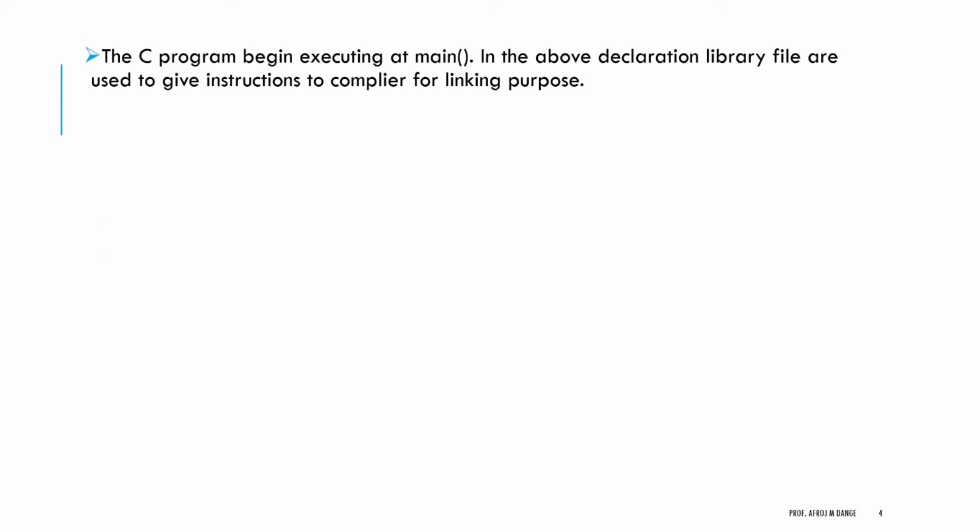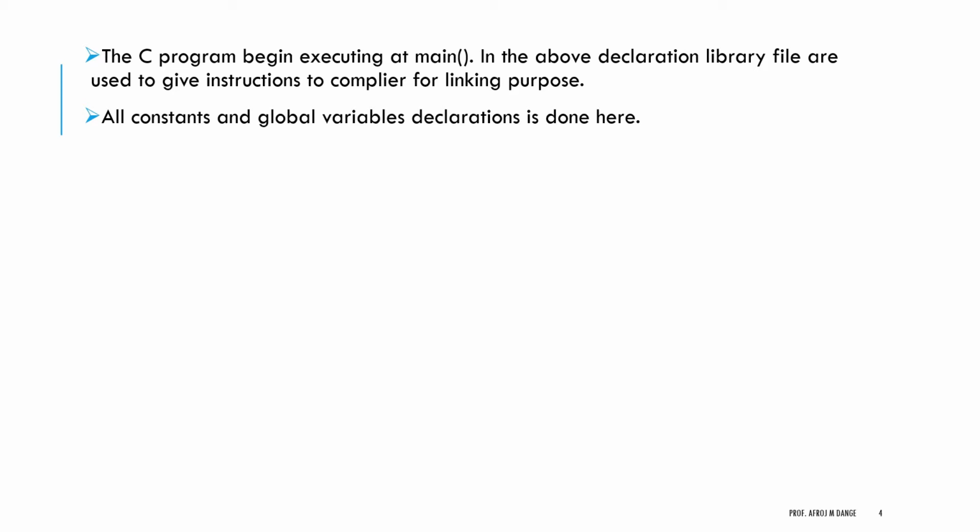In the above declaration, library files are used to give instructions to the compiler for linking purposes. Every C program must contain a main function. Execution of each and every C program starts with the main function only. Every C program can contain more than one function, but each program has to have a main function in order to execute. All constant and global variable declarations are done here.